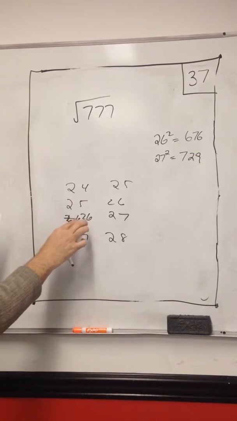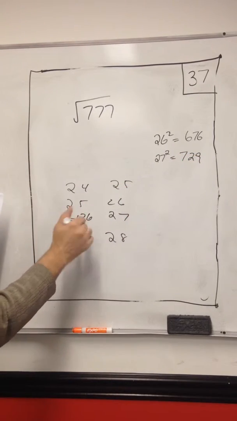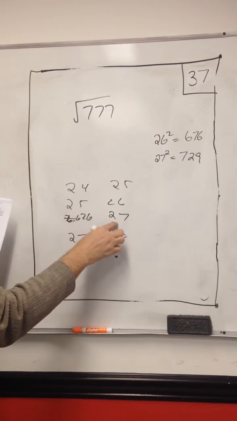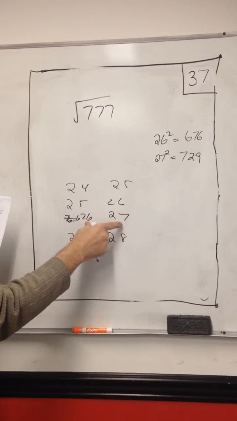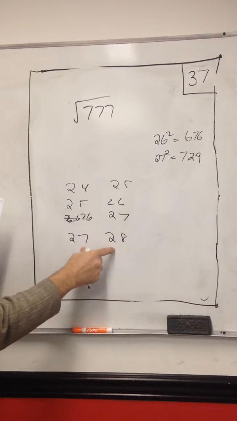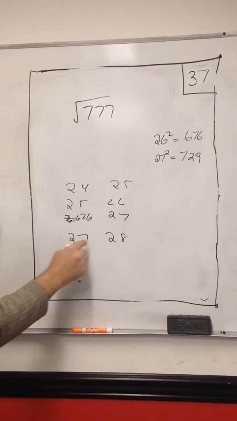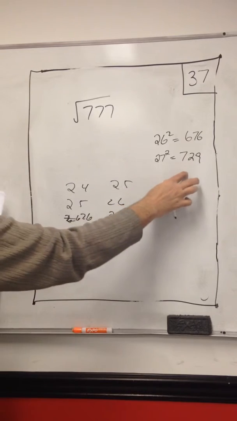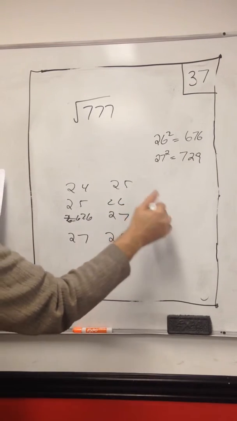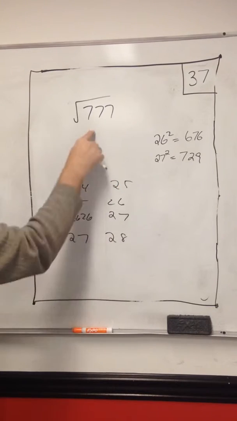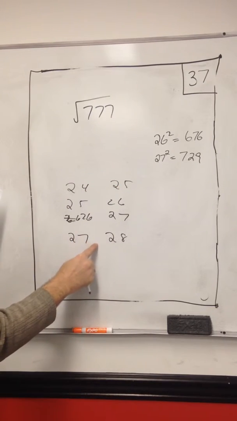So what is 26 squared? That's 676. 27 squared is 729. Does 777 fall between those two numbers? No, it doesn't. It's got to be between here. Because 27 squared is 729, and 28 squared is 784. Therefore, the square root of 777 falls between these two numbers.